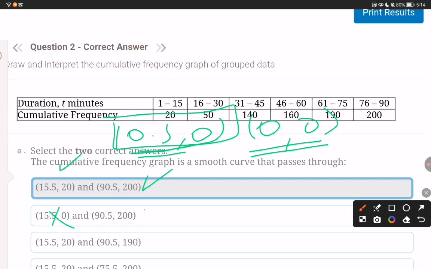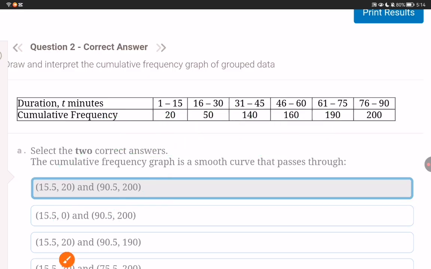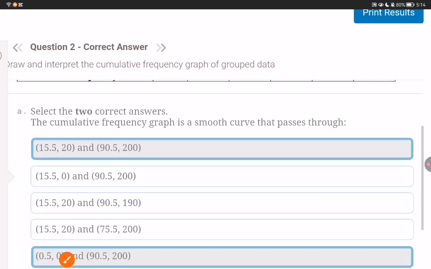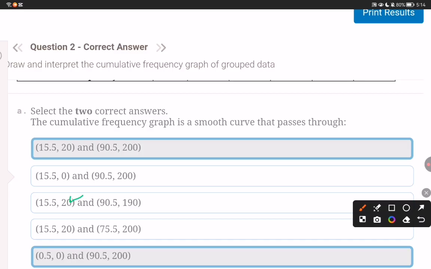So this is wrong. This is correct, but the whole thing is wrong because this one's wrong. Okay? Then 15.5, 20, that's correct. And then 90.5 was with 200, so this is wrong. 15.5, 20 is correct. 75.5 was not with 200, so this is wrong. And then 0.5, 0 is correct, and 90.5, 200 is correct. Okay?